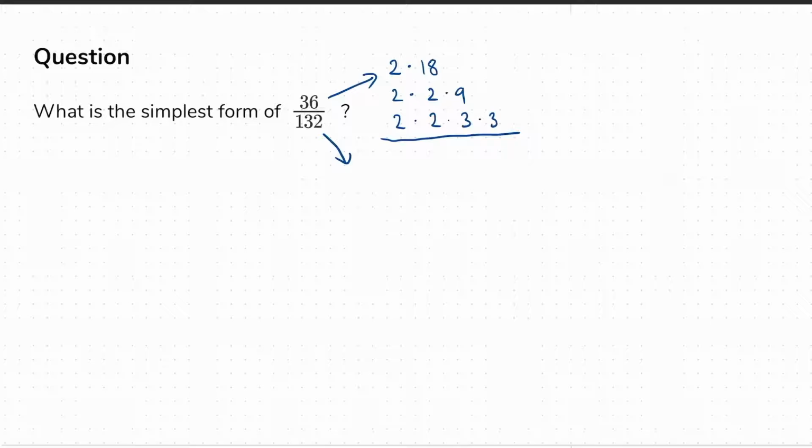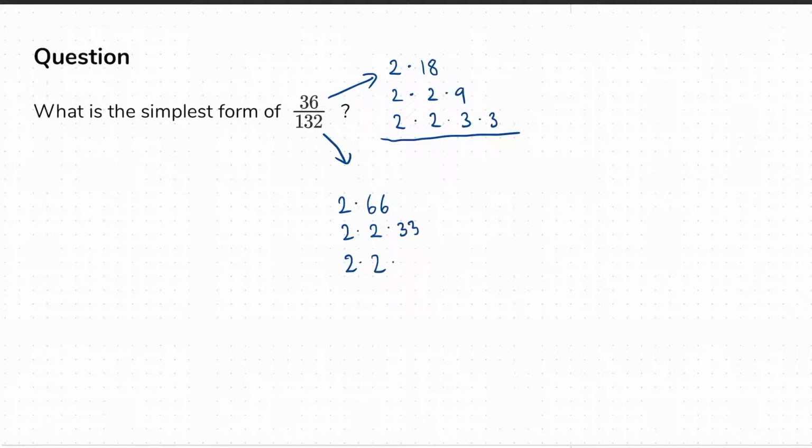132. Well, this is a bigger number, but that's okay. We can start by dividing by 2 because I can see it's an even number. So 2 times what? Well, I know that 60 times 2 is 120. So I just need 12. Well, what's 12 divided by 2? That's the difference there. 6 times 2 is 12. So we're looking at 60 plus 6, so 66. Ask the question again. Well, that's another even number. So that's 2 times 33. 33 is not an even number.